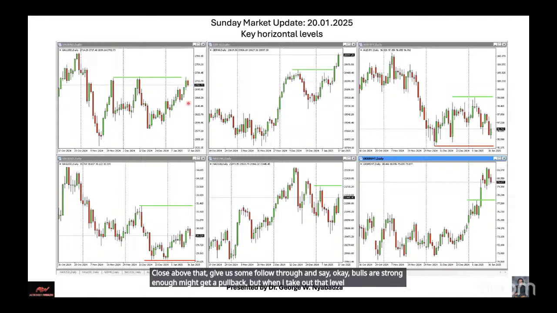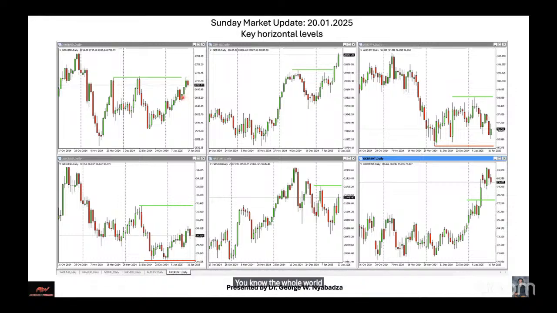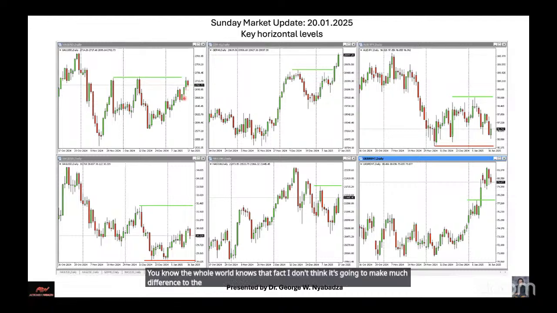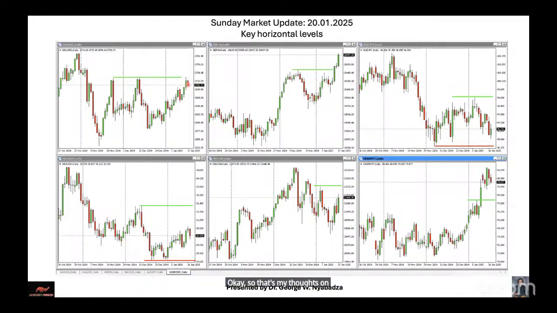So what takes place in the next couple of days? Tomorrow is actually interesting. I know you're going to say, well, the next US president has been inaugurated, etc. The whole world knows that fact. So I don't think it's going to make much difference to the markets anymore. So just look at the price action and make your decision based on that. Okay, so that's my thoughts on gold. Key level, wait for information.